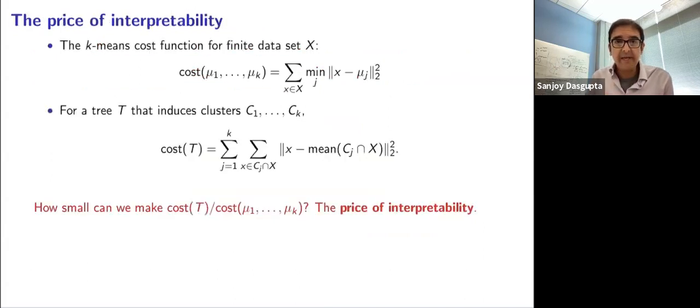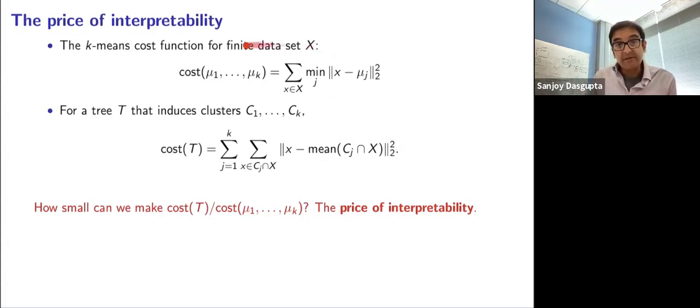And so let's go ahead and formalize the problem. There's a data set X, and the k-means cost of a particular set of centers is the following. For each point in the data set, you look at its closest center and you look at the squared distance to its closest center. Now you sum this up over all the points in the data set. So the k-means cost is literally the quantization error induced by replacing each point by its nearest center.